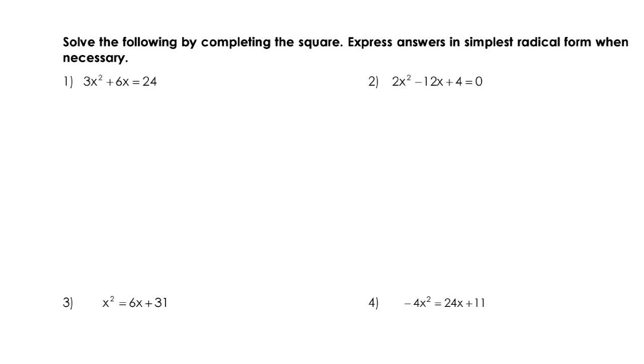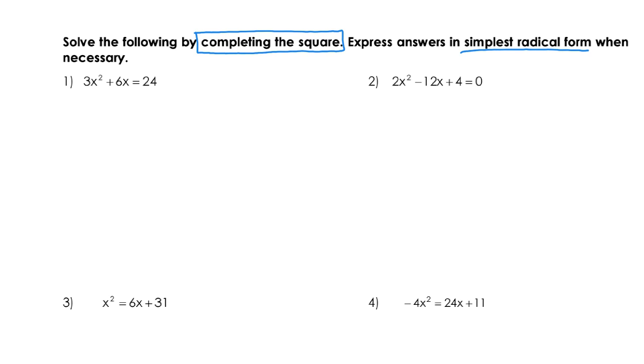All right, here we go, guys. We are going to solve the following by completing the square. Some of these might be factorable and we might be able to factor them, but because the directions say completing the square, we must do that process in order to get full credit. They also say express your answers in simplest radical form.